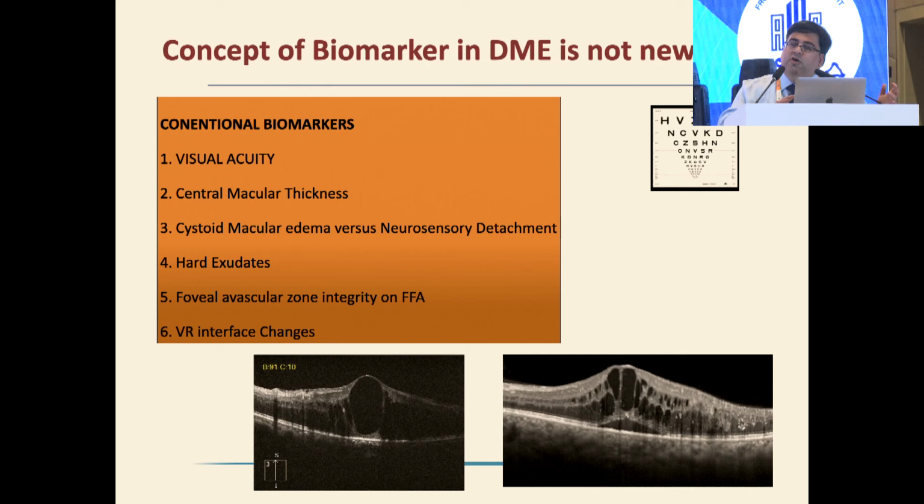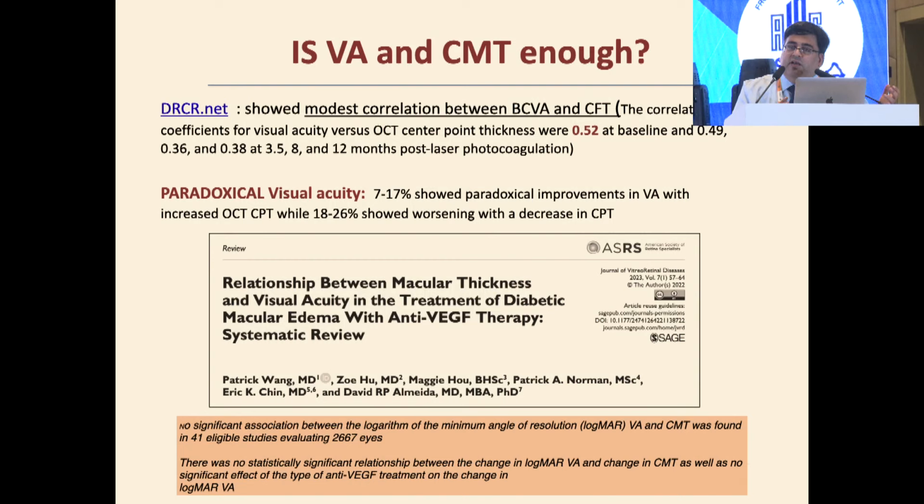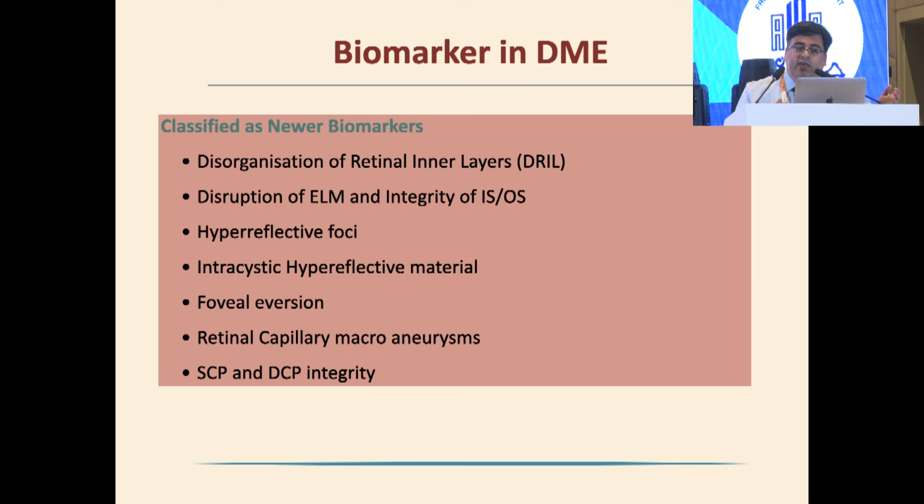There's nothing new in these biomarkers, but there were limitations, especially if you look at visual acuity. A lot of studies have found that there is not even enough correlation between visual acuity and central macular thickness. Not always will a retina which looks very edematous have poor vision, or a retina which looks very dry have good vision. So they have found there is no significant correlation between visual acuity and CMT. That called for a need for newer biomarkers, which I'm going to briefly touch upon, which I now use to guide my treatment in DME management.